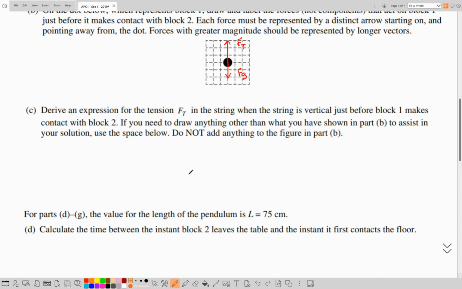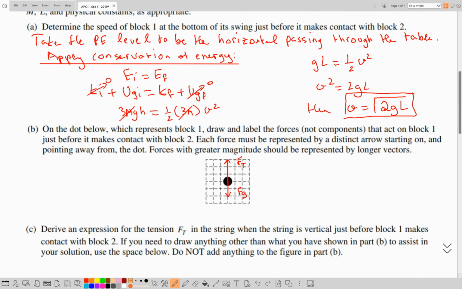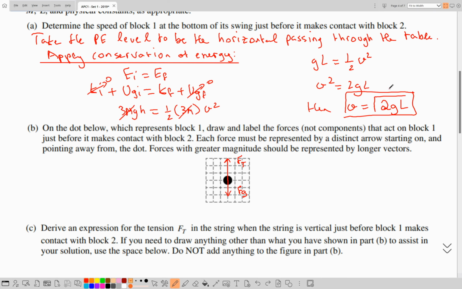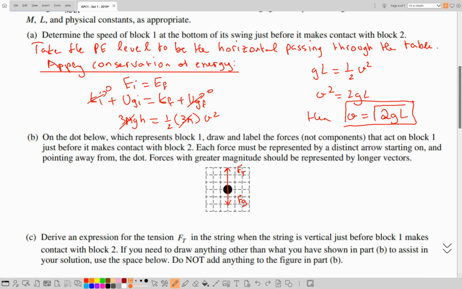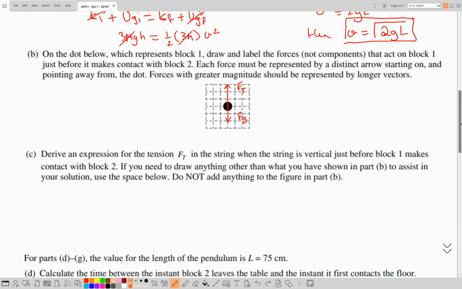If you need to draw anything other than what you have shown in part B to assist in your solution, use the space below. Do not add anything to the figure in part B. And this is usually done whenever we have an FBD, so we don't add anything to our FBD. And because we need to determine the tension, let me mention again that the speed that we have derived in part A only depends on M and L.